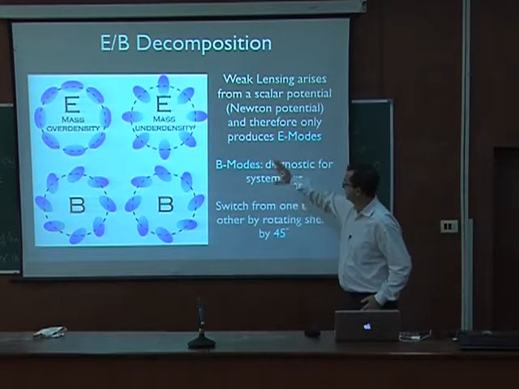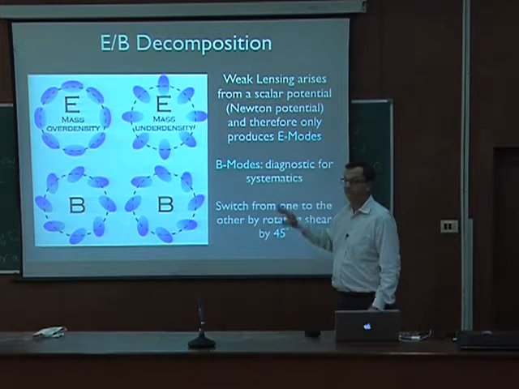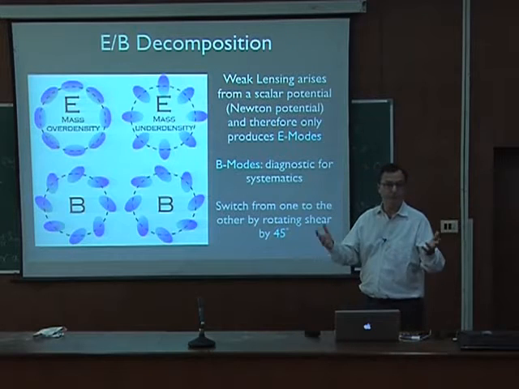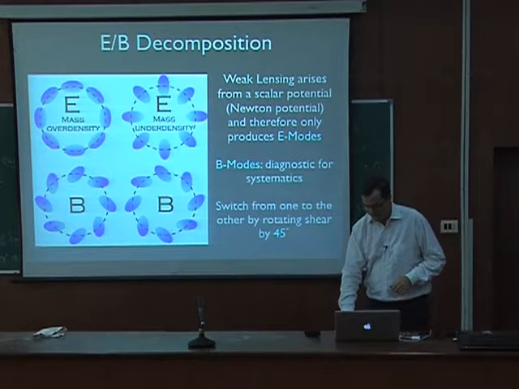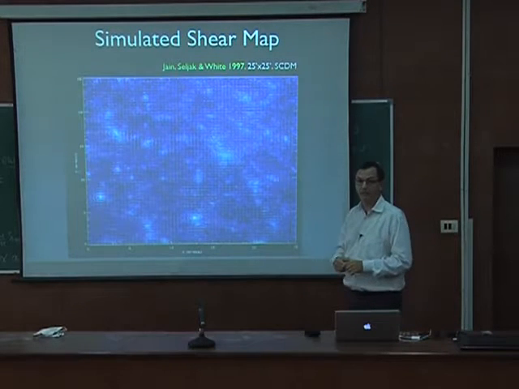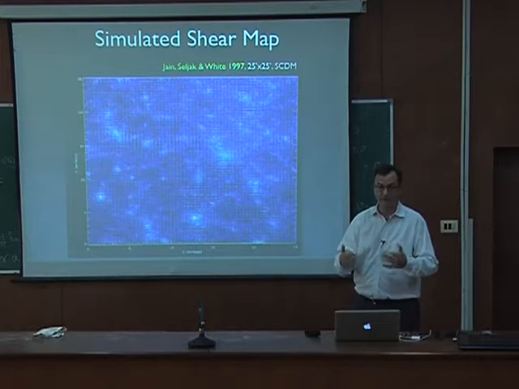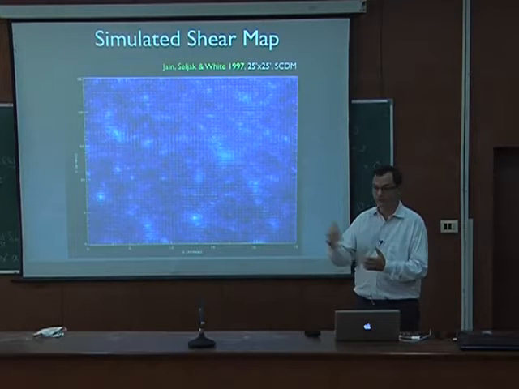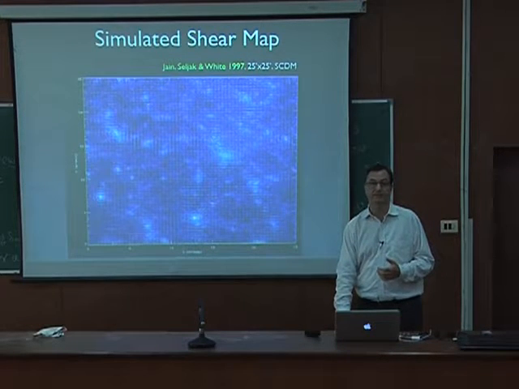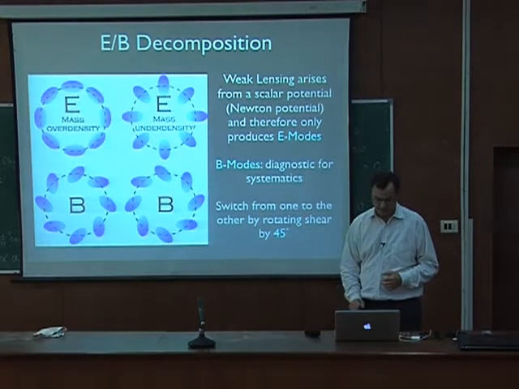And as I told you, this E and B decomposition is mathematically identical to the E and B decomposition that people do for the CMB polarization. In fact, the CMB polarization also can be described by such a headless vector, and the math of the analysis of the polarization is identical to the math of the analysis of the shear field. So that's also convenient.